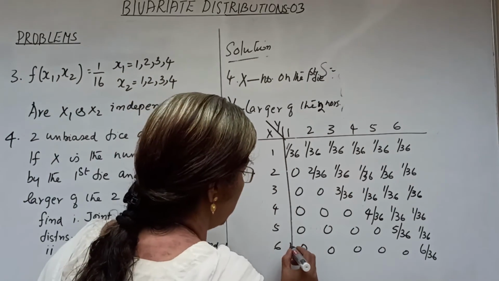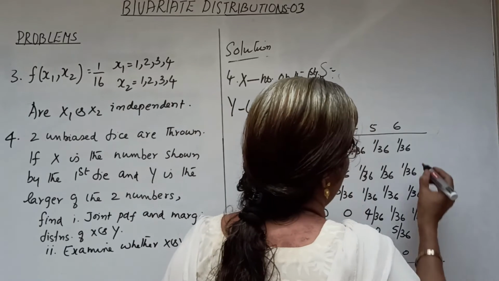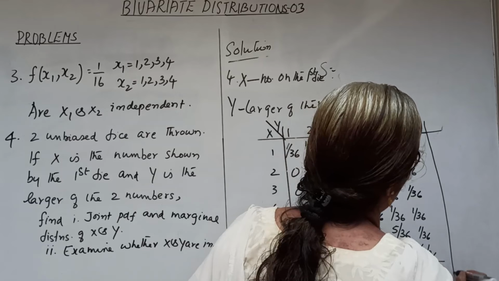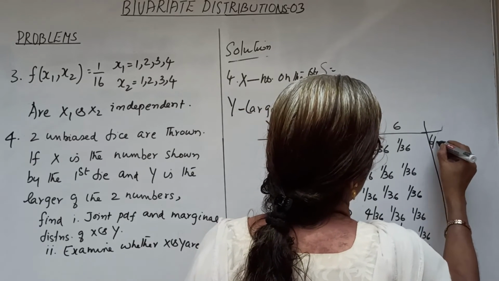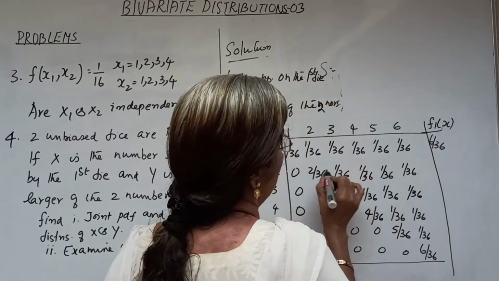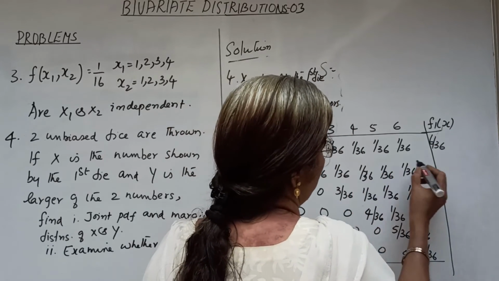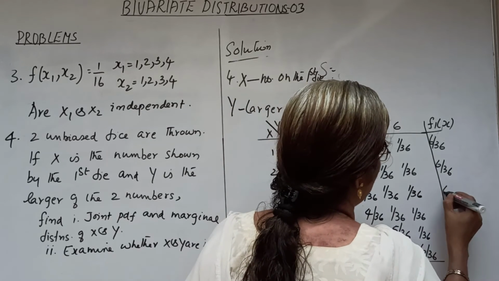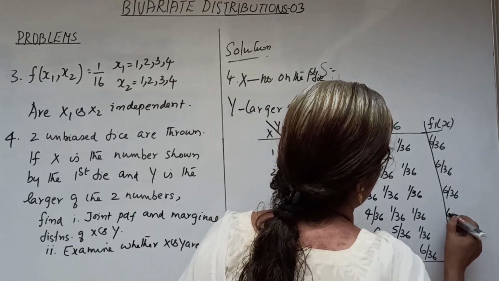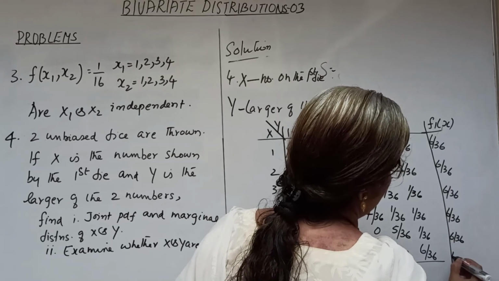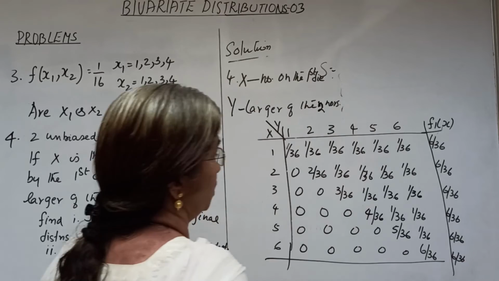Okay, 6 by 36. Now we have to obtain the marginal distributions. What about the marginal distribution? It is 6 by 36. For F1(x), 2 plus 2 plus 2 gives 6 by 36. All these values will be 6 by 36. Check, yes, it is correct.